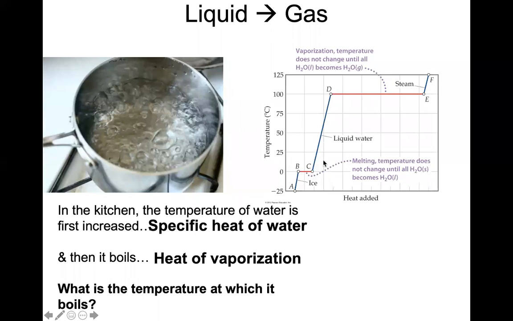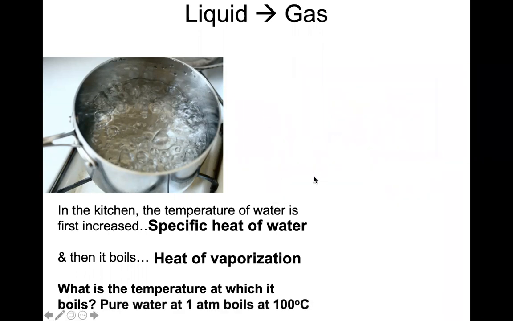If I use the specific heat of water, I could calculate how much heat I had to add to bring it up to the boiling point. And then when it boils, it's along this plateau. That's the energy it takes to turn it from the liquid into the gas as I go along D and E. Now, what temperature is that going to boil at? Pure water, if I don't have anything else in it, boils at 1 atmosphere. It's going to boil at 100 degrees C. That's the boiling point for pure water under those conditions.